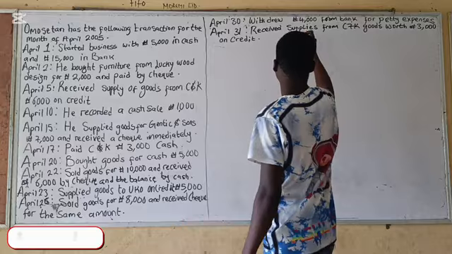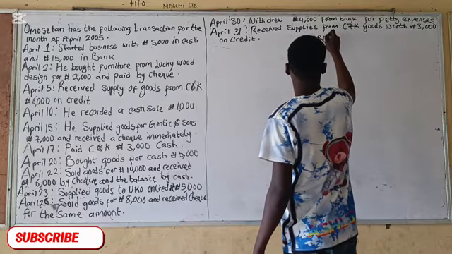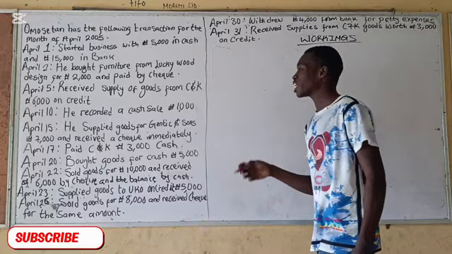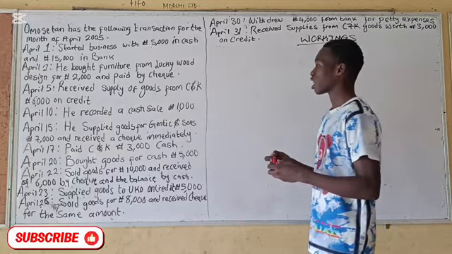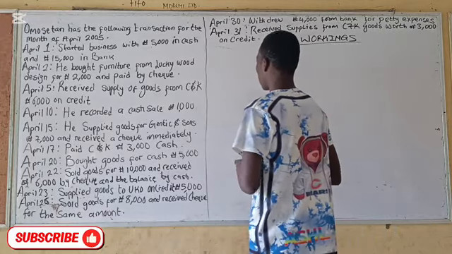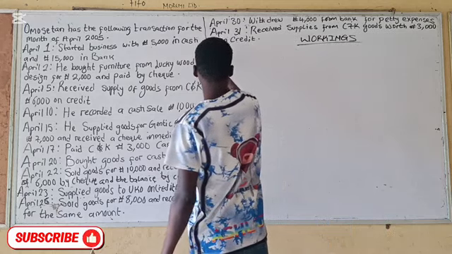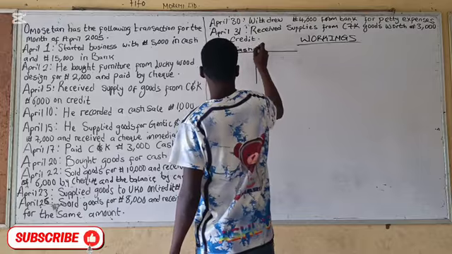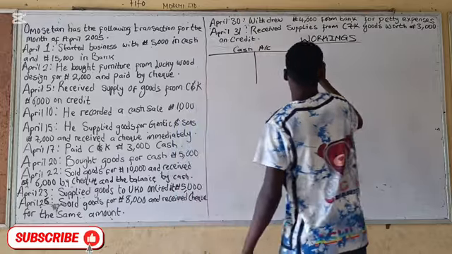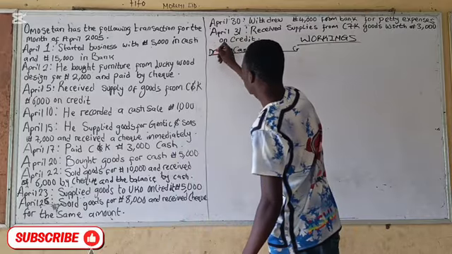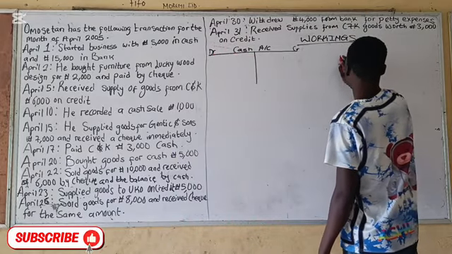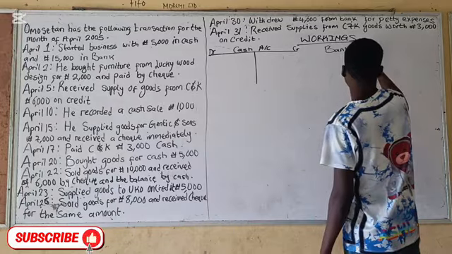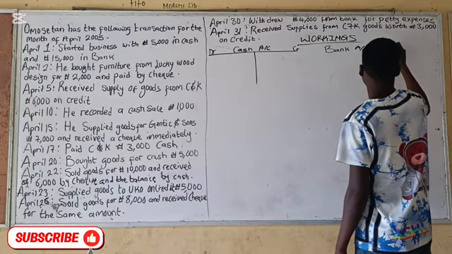So let me prepare a solution. Let me prepare separately. We are going to have our cash account and our bank account separately. So here now we are going to have the cash account, debit, credit, and we have our bank account, credit, debit.